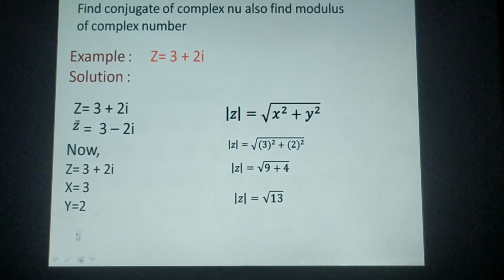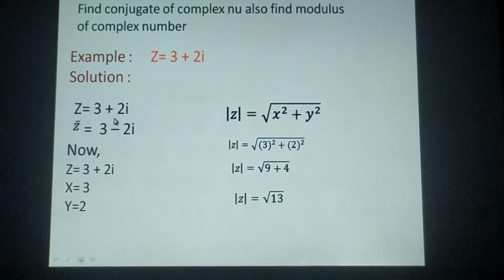Let's see some examples. Find the conjugate of a complex number and also find the modulus of a complex number. If z = 3 + 2i, then we want to find both. z = 3 + 2i, so z bar is 3 - 2i. Here we change the sign: plus becomes minus.